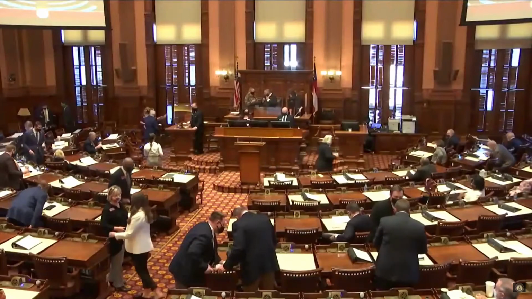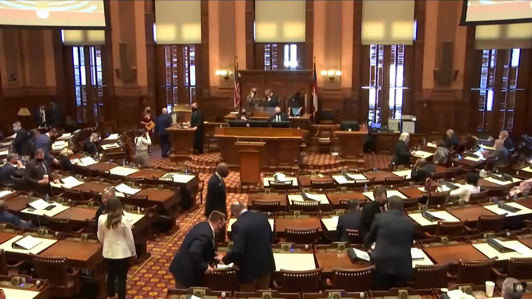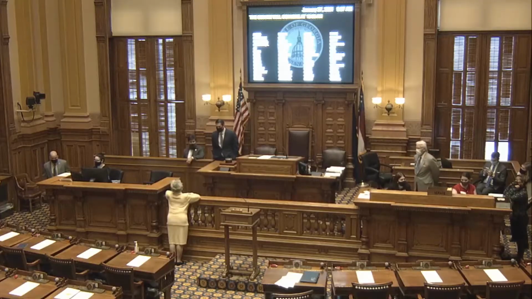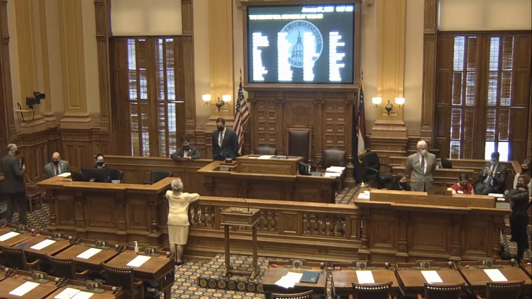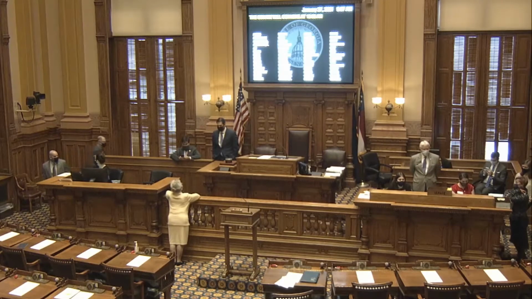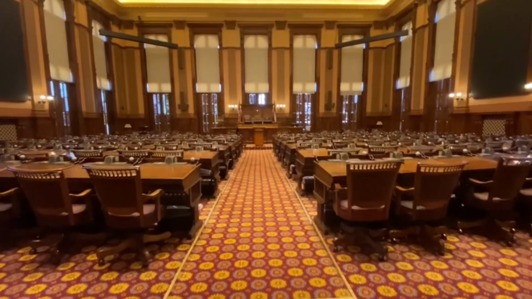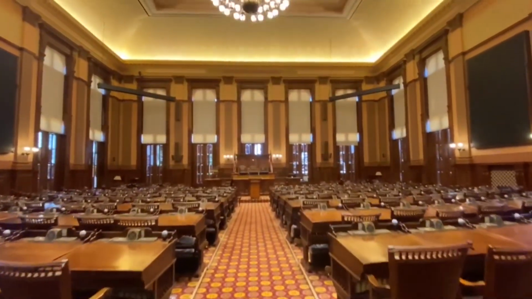The House of Representatives is known as the lower house and has 180 members. Each of these 180 members' votes count the same, so power is shared among more people. The Senate is known as the upper house and is composed of only 56 members. Let's go into a little more detail, starting with the House of Representatives.